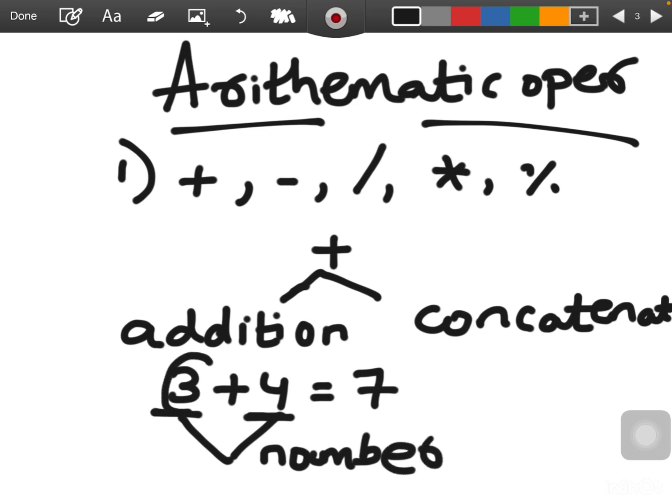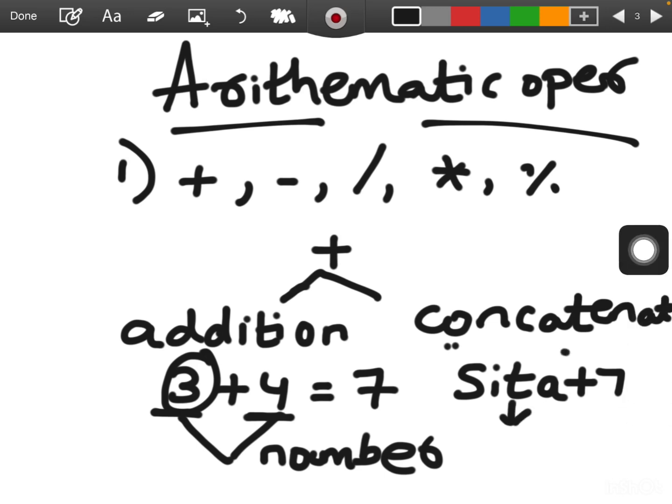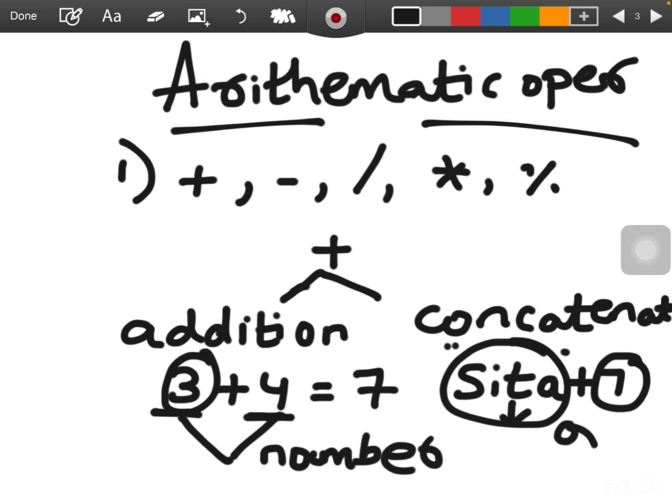If one of the operands is a string, for example Sita plus 7, here Sita is a string. So when one operand is a string and the other operand is a number, or both operands are strings, then it will perform concatenation. It means merging of the two operands will be the result. In the next slide we will see the examples.